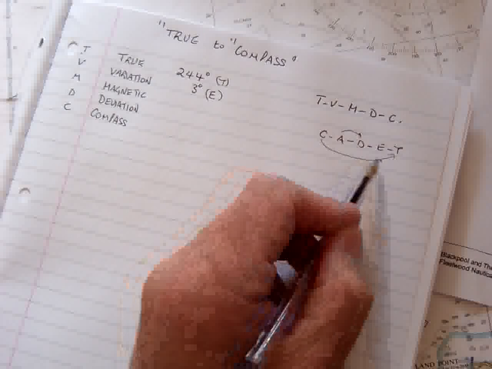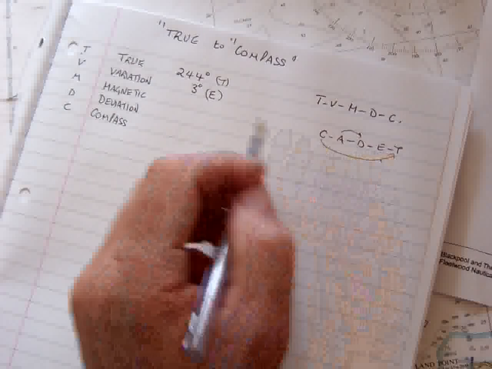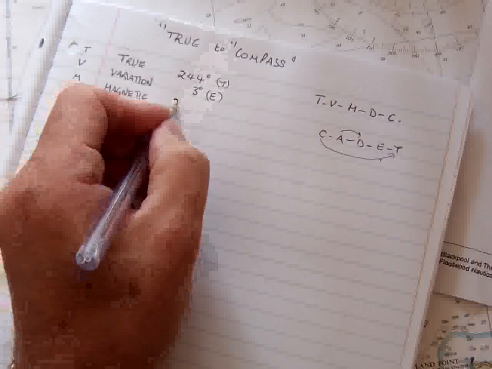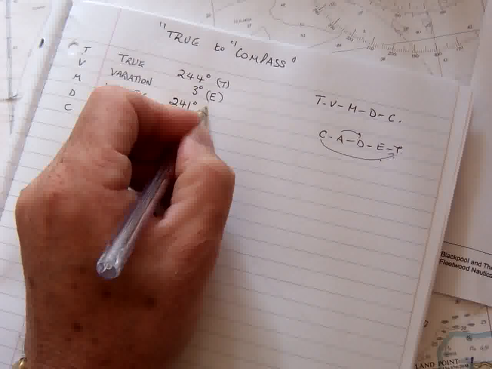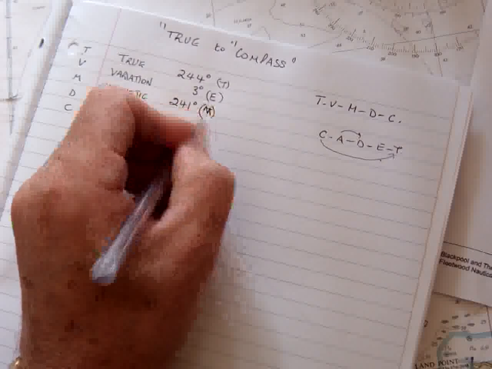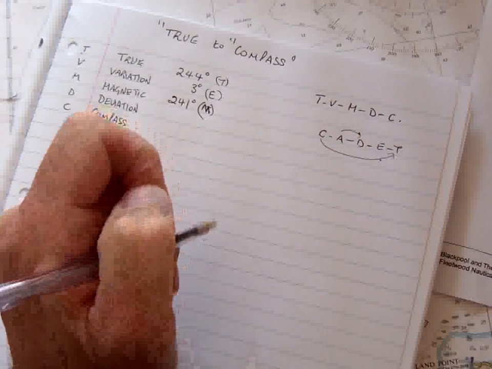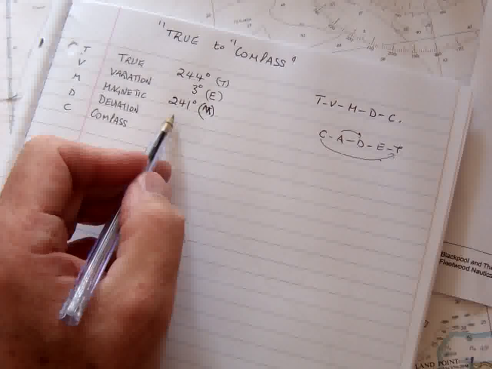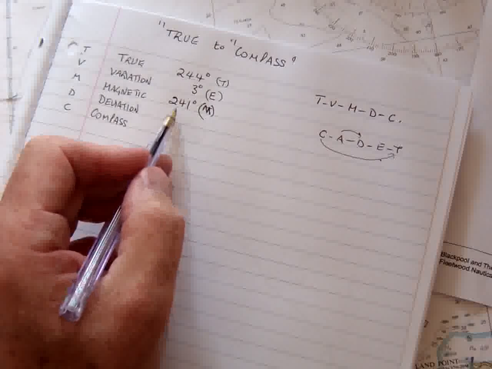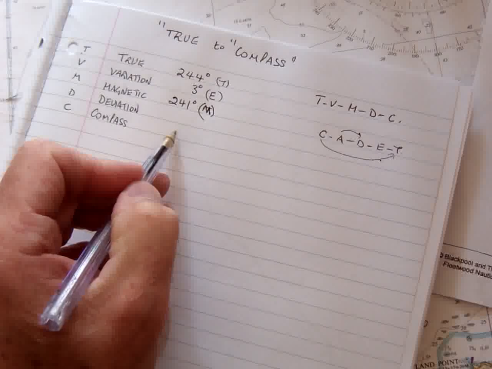So going from compass to true, add east. The opposite, true to compass, simply subtract east. So we now have a magnetic course of 241 degrees magnetic. We need to calculate our compass course, therefore we need to find the deviation to apply to go from magnetic to compass. How do we do that?